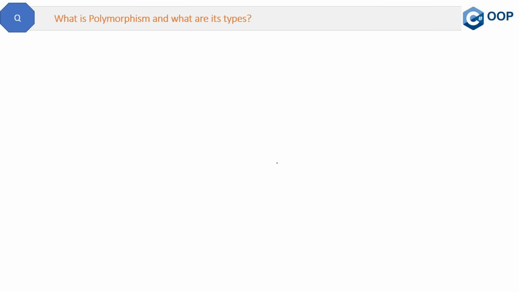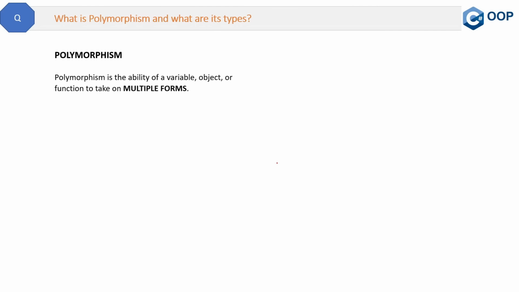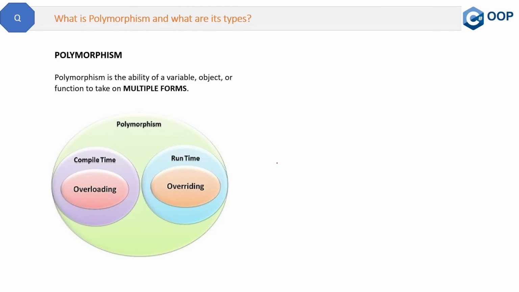What is polymorphism and what are its types? So let's quickly see it. You already know polymorphism is the ability of a variable, object or function to take multiple forms. There are two types of polymorphism: compile time polymorphism and runtime polymorphism. Overloading is a type of compile time polymorphism and overriding is a type of runtime polymorphism. Let's see what they are in questions and answers format in further questions.